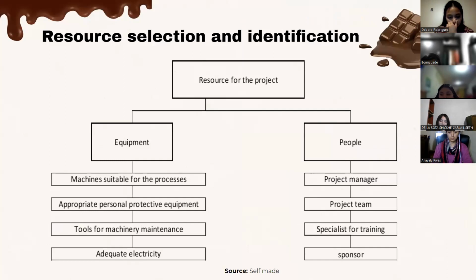This is the resources selection and identification. It's divided in 2 parts, equipment and people. In equipment, it's necessary to have machines suitable for the process, appropriate personal protective equipment, tools, machinery maintenance, and adequate electricity. And the people needed are the project management, project team, especially for training, and the sponsor. Next slide, please.